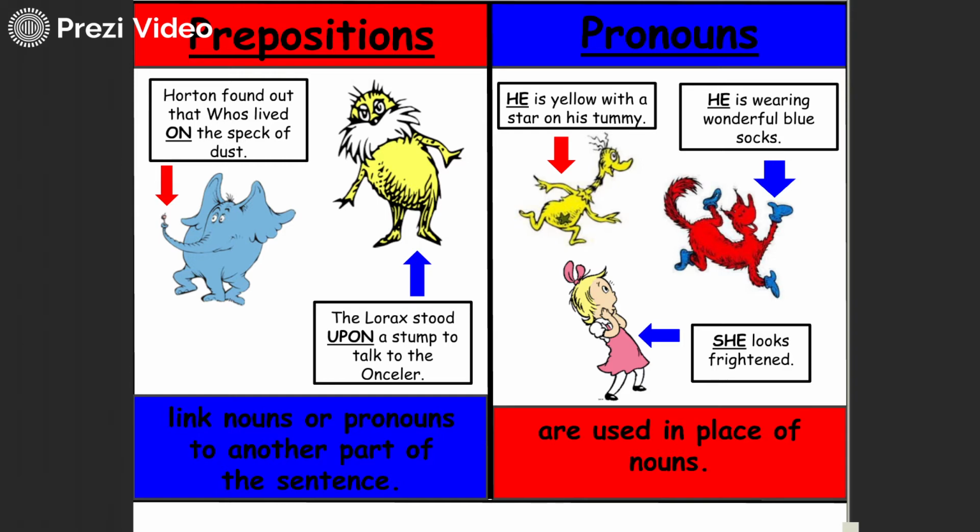Once I've talked about the Sneetch or the Fox or Cindy Lou Who, I don't have to keep saying her name over and over and over again. I can use she, or I can use he, or they, or them to make my speech and sentences flow easier.